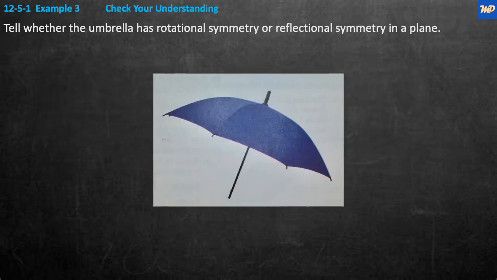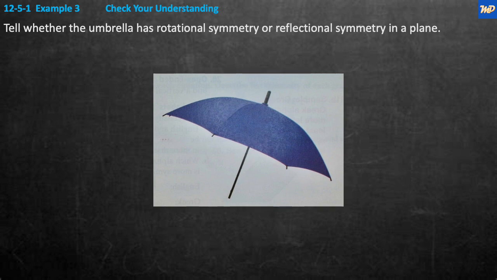Okay, example 3, check your understanding. This is the final slide in this review. Tell whether the umbrella has rotational symmetry or reflectional symmetry in a plane. Well, if you look at this umbrella, I'm not sure how many sections it has. It looks like it has 1, 2, 3, maybe 8 sections. It might have 8. Looking at the top, I'm not sure how many sections this has.